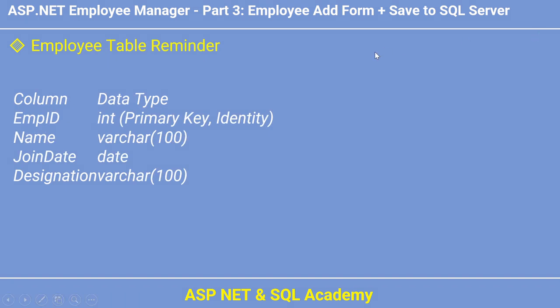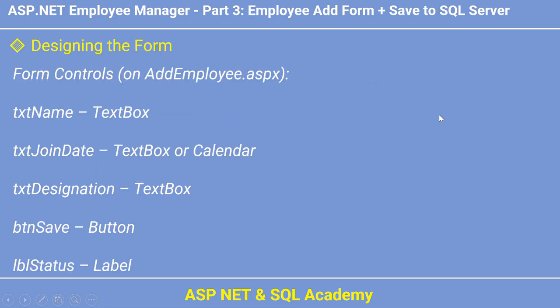Here is a reminder of our employees table. It includes an identity column for EMBID and fields for name, join date, and designation. We will create a form using 3 text boxes for name, join date, and designation, a save button, and a label to display confirmation.